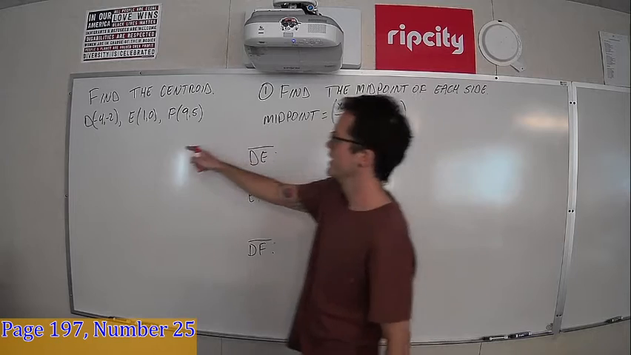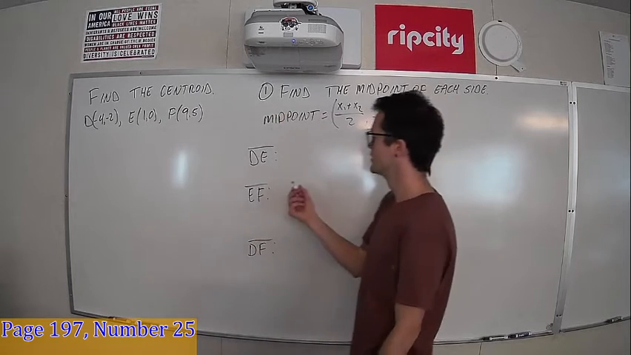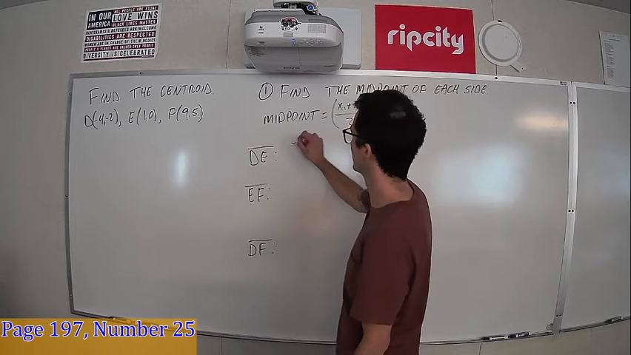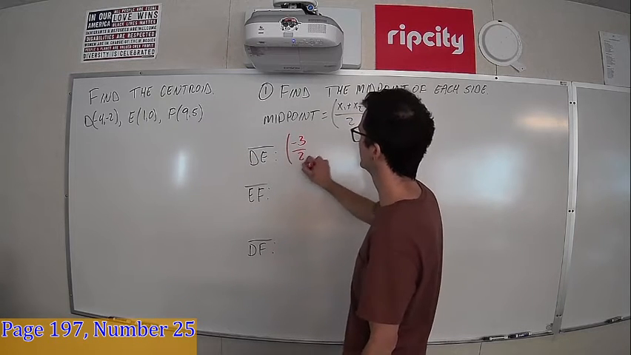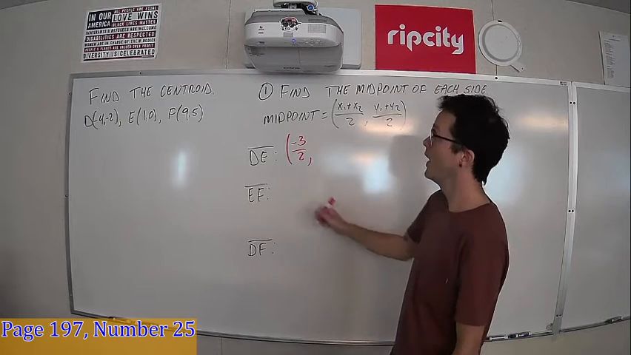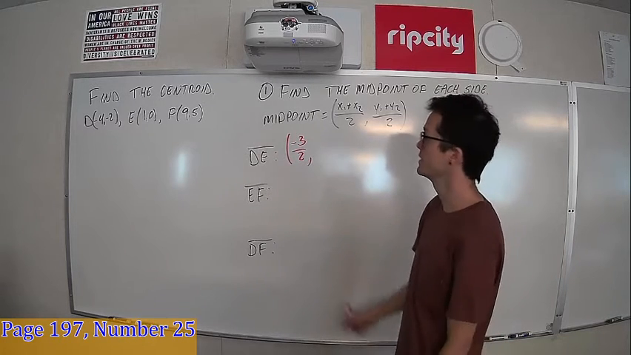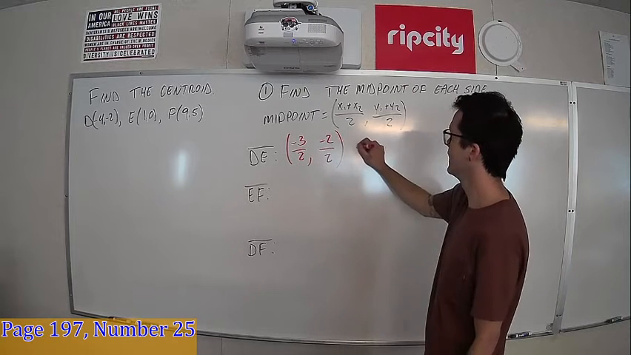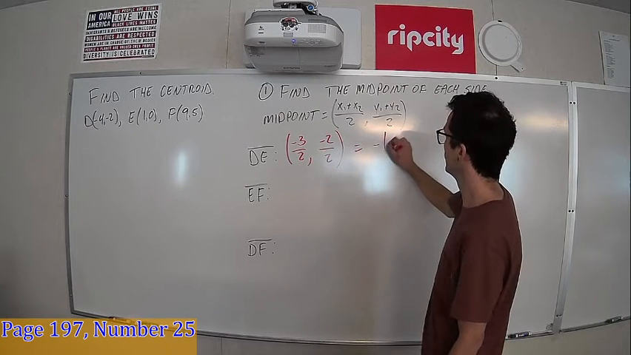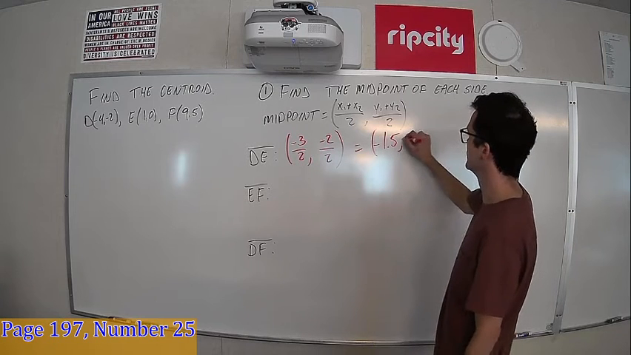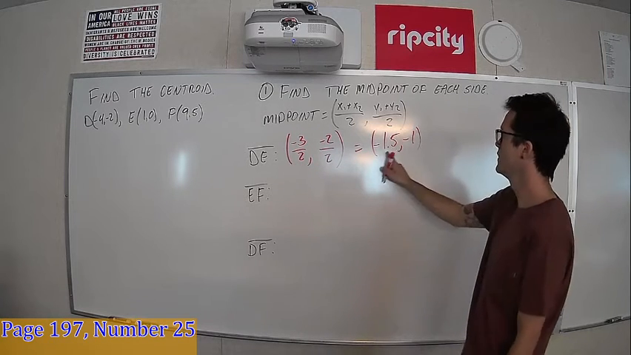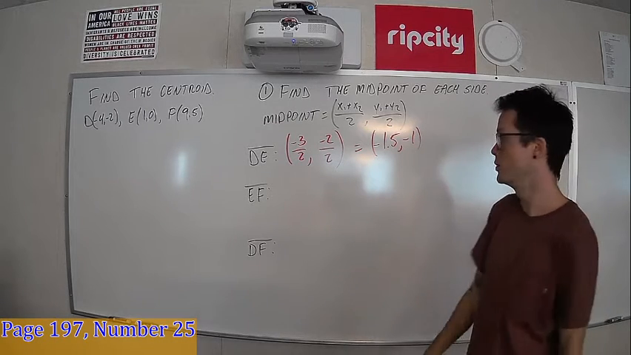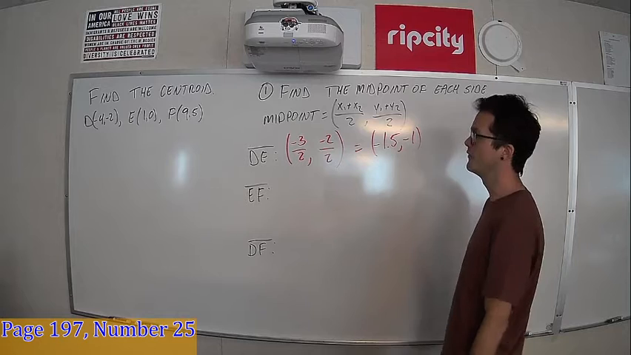DE is at -4, -2 and 1, 0. So I'm going to add the x's together. -4 plus 1, that's -3. So I'm going to have -3 over 2, comma, now add the y's together. -2 plus 0 is -2 over 2. You can simplify that a little bit. I'm just going to say -1.5 and -1. It's okay if you leave this as -3/2, but in terms of typing this into Desmos in a minute, the decimal will be simpler.